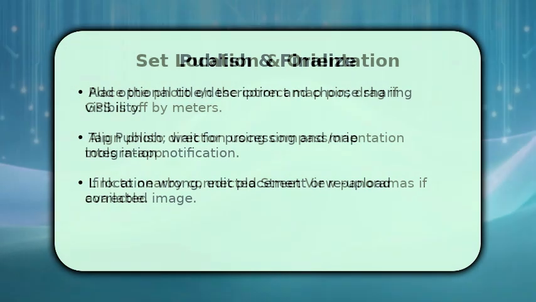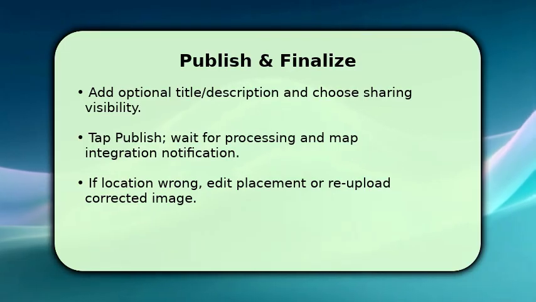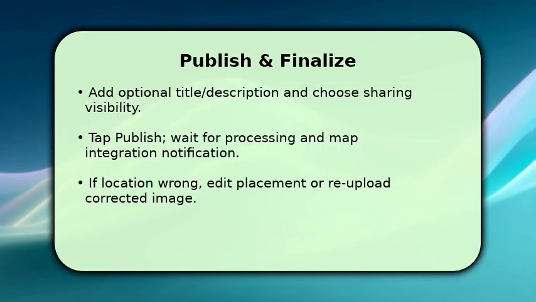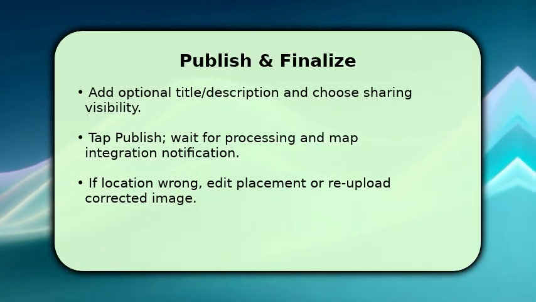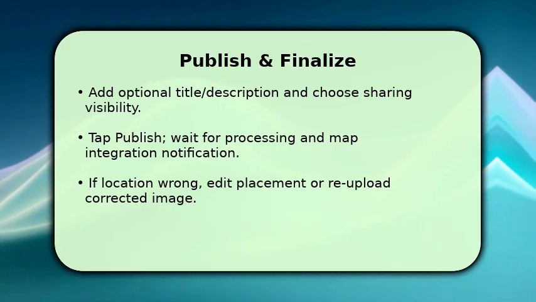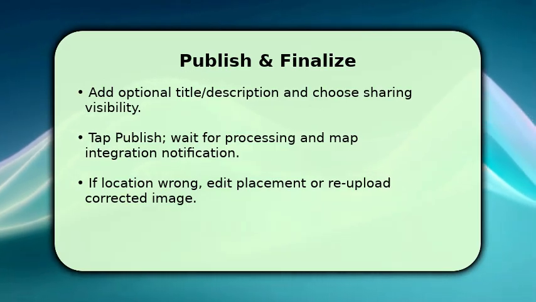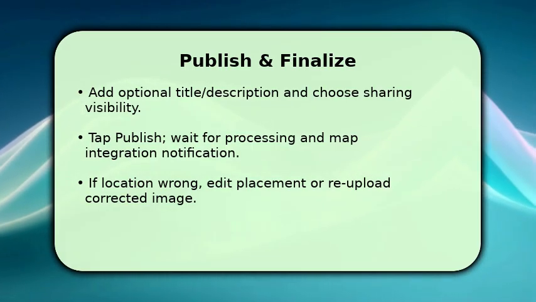You're ready to publish. Add a short title or description if helpful, confirm visibility, and tap Publish. The app uploads the image and starts processing. It may take minutes to hours to appear on Google Maps depending on load. Once done, verify placement and navigation links.